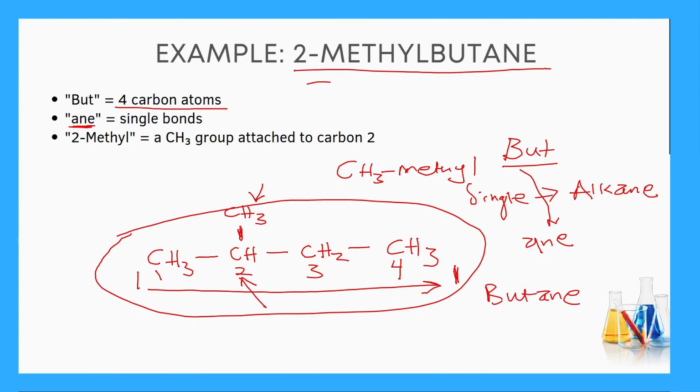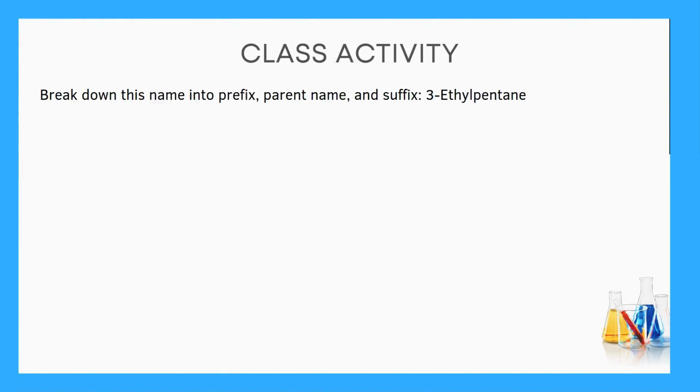It is on carbon atom number 2. So to completely identify the prefix, we name it 2-methyl. That tells us that the methyl substituent is on carbon number 2. Then we can add the parent name and the suffix, which is butane. So that's how we came up with the name 2-methyl-butane.